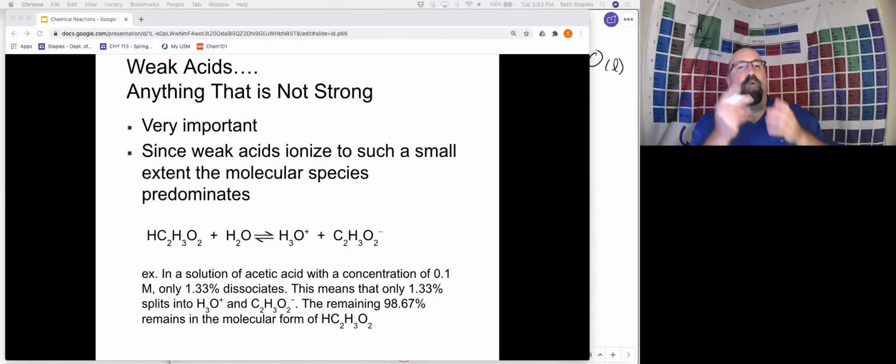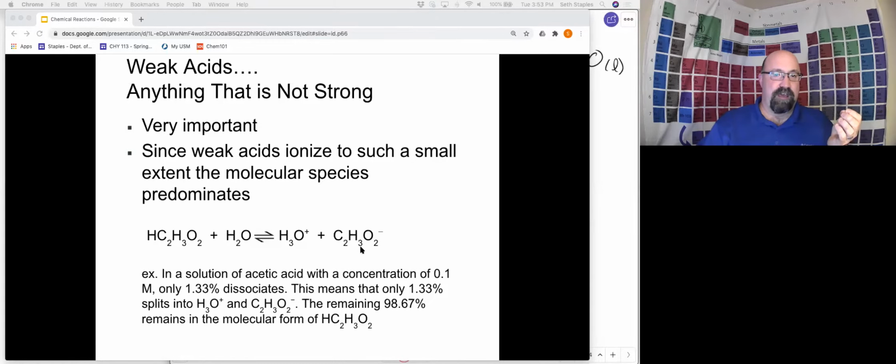Okay, so for example, a solution of acetic acid at a concentration of 0.1 molar, only about 1 1/3% of that is actually going to dissociate. And so only 1.33% will end up splitting up into the H3O plus and acetate ion. The rest of that, 98.67%, is going to remain here in the molecular form. And so that's important to know about weak acids, that's what's really going on. It's not all splitting up like strong acids do. So hopefully what you're asking yourself is, okay, well, a weak acid is anything that isn't strong. How do I know what the strong acids are, Professor Staples?